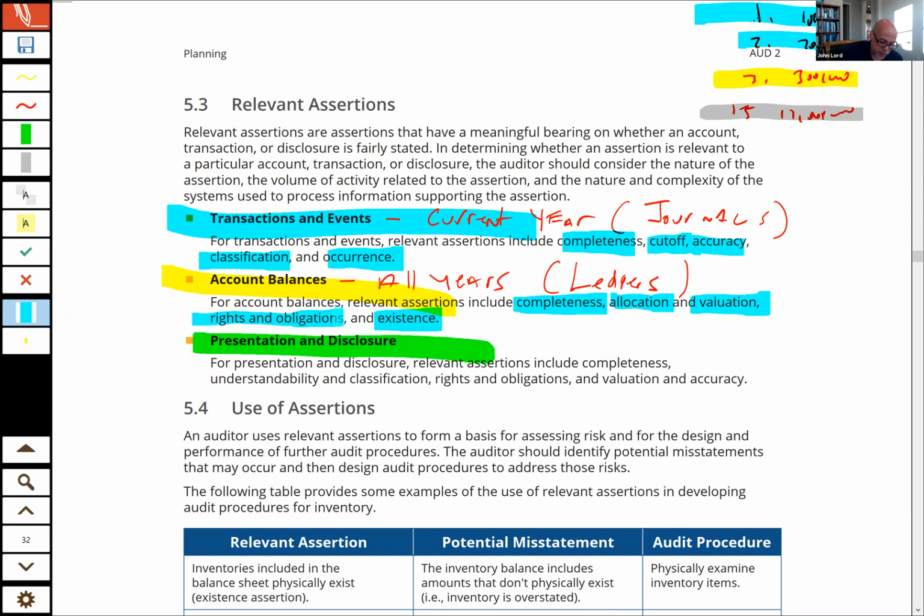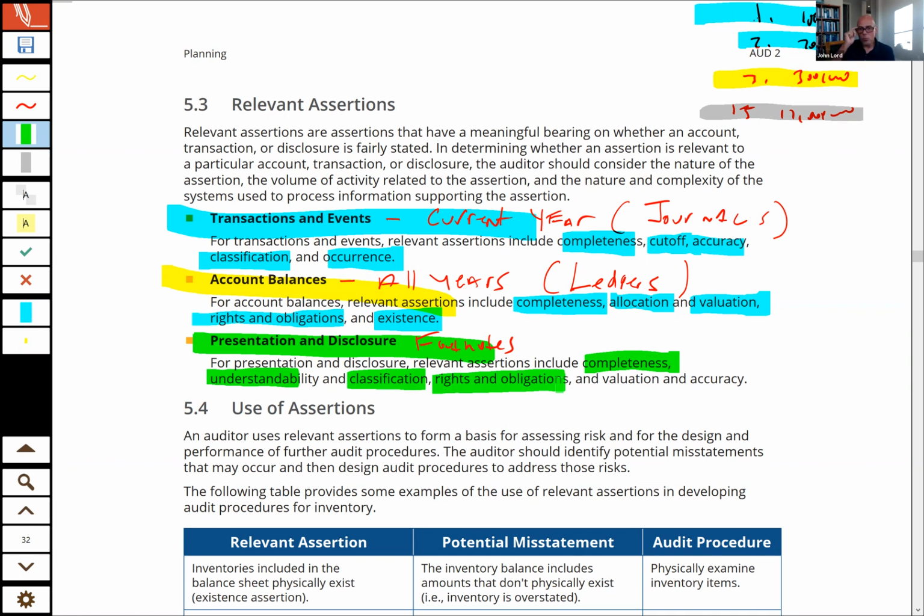Okay. Presentation and disclosure is really talking about footnotes. Did you put things in the footnotes? Did you disclose things that you're supposed to? Okay. So now notice, are your footnotes complete? Are they understandable? Did you classify things correctly? Did you disclose things about rights and obligations?